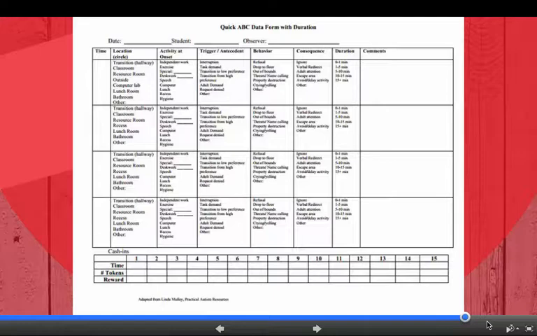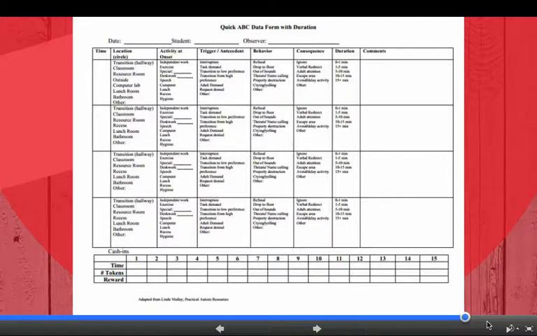So with this ABC data form, you're indicating time of day, the location, the activity at the onset of the behavior, what may have triggered or been an antecedent to the behavior, what was the actual behavior that you were tracking, what was the consequence that occurred, and what was the duration. And then you're putting your anecdotal notes in here as well, in terms of comments that you have regarding your observation.